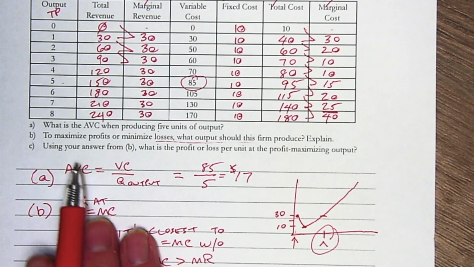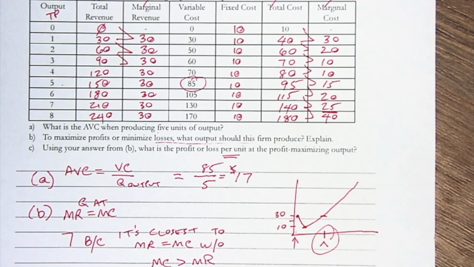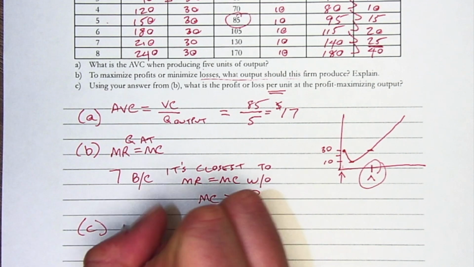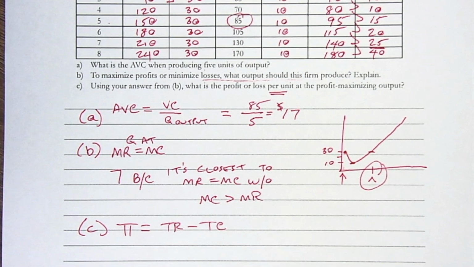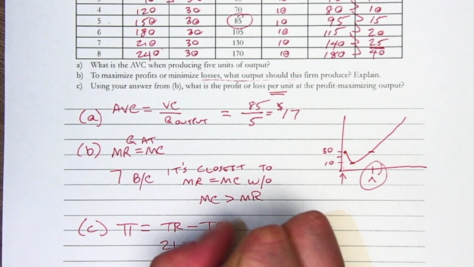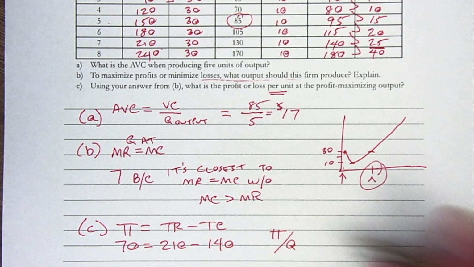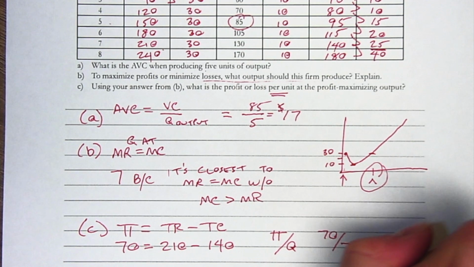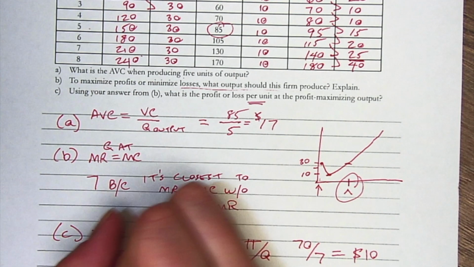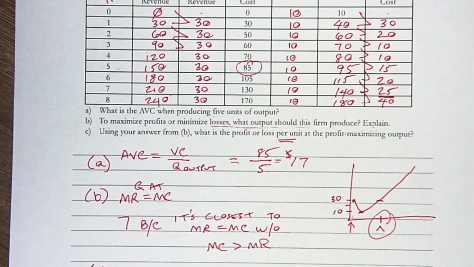Now, the proof is in the pudding here. It's going to ask you, using your answer from B, what's the profit or loss per unit at that output? So let's see. C, profit is total revenue minus total cost. So at 7, it's 210 and 140. So 210 minus 140 is a total of 70, but remember we're doing profit per unit, so we divide by quantity. So 70 divided by 7 equals $10. So the profit per unit at that level is $10, and the total profit is 70. So hopefully this helps you understand a little bit of what's going on in FRQ prep number 2.